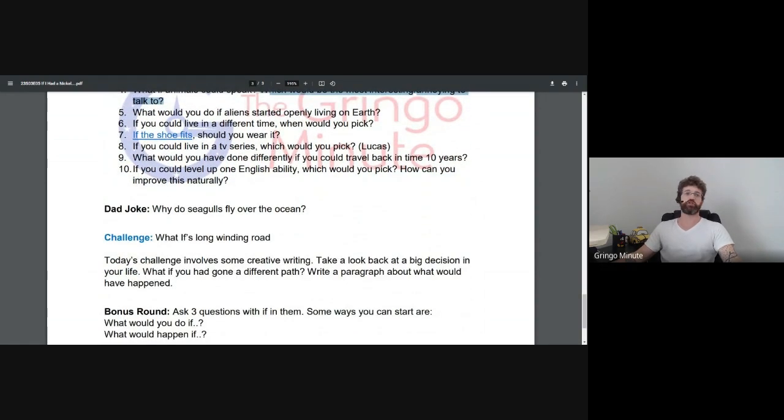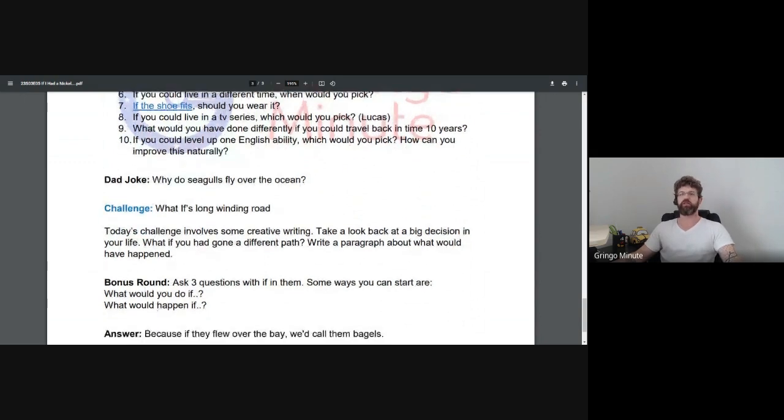And our challenge: what if's long winding road. It really does have to do with creativity, and that's your challenge. Take a look at your life. Do this for fun, not to be a pessimist. Pick one big decision in your life and say, what could have happened? What would have happened if you had gone down another path?